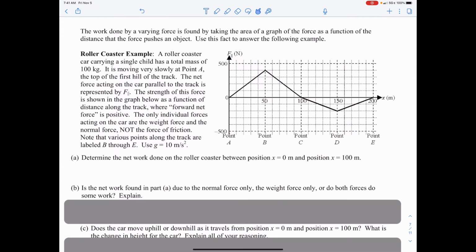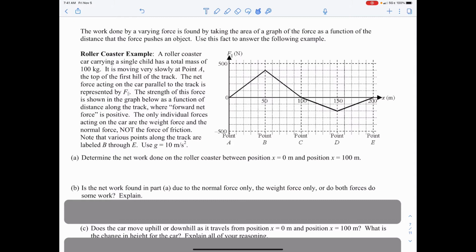Roller coaster example. A roller coaster car carrying a single child has a total mass of 100 kilograms. It is moving very slowly at point A, the top of the first hill of the track. The net force acting on the car parallel to the track is represented by F parallel. That's what the lines mean right there, parallel force.